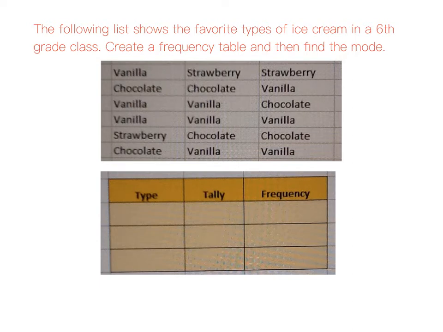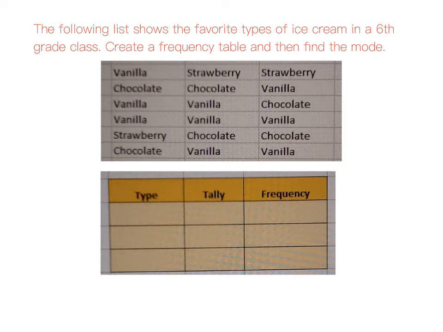Alright, so now let's introduce a word problem here that has to do with mode. The following list shows the favorite types of ice cream in a 6th grade class. We're going to create a frequency table and then find the mode. So here is the list, and what you need to do is take a second and get it organized here in this frequency table.